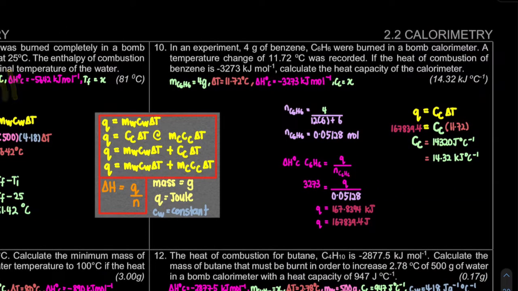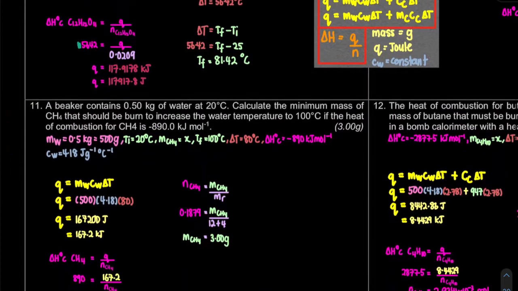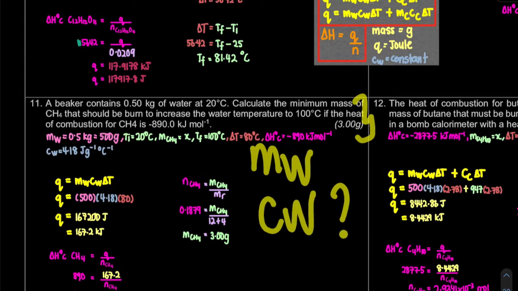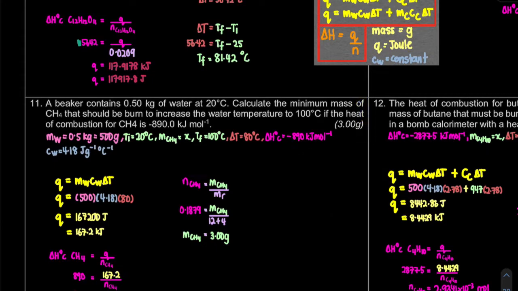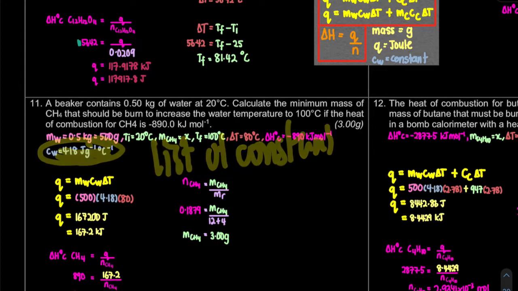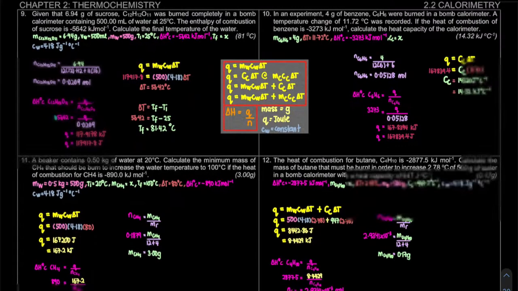So here is question number 10. Let's look at question number 11. Here, for example, it gives you 0.5 kilogram of water. So we know we're going to use the mass of water. But from the question itself, we don't have any CW. So where is the CW? CW again is from your list of constants. I have just written it down here. Ta-da! So that is the solution.